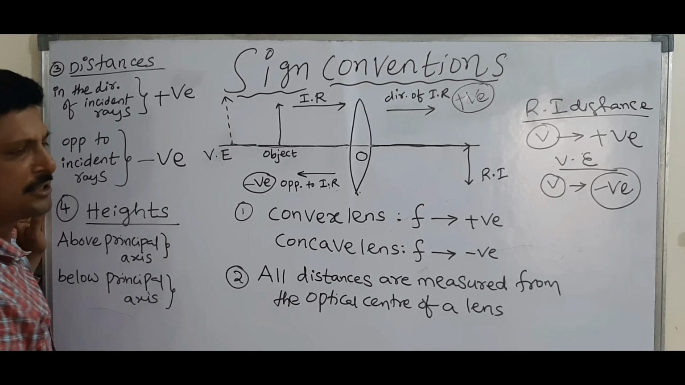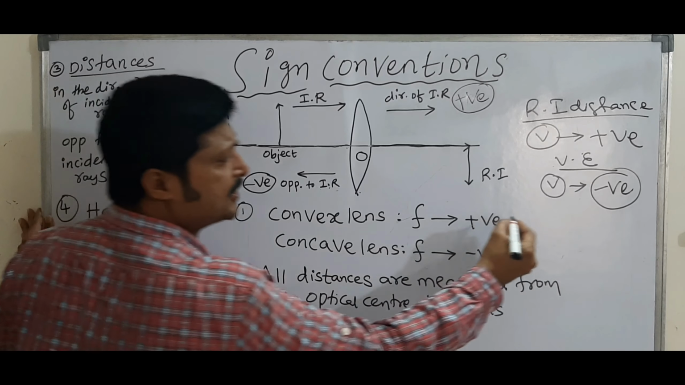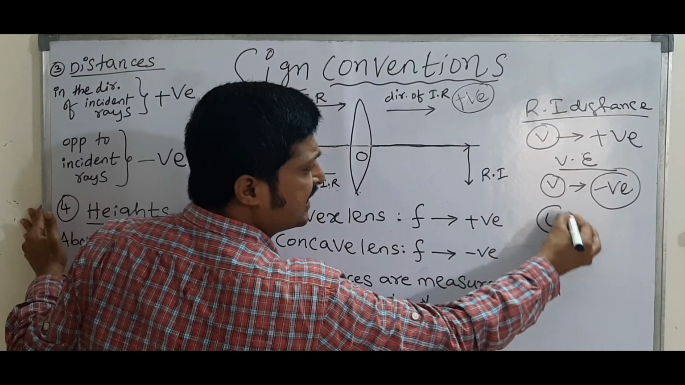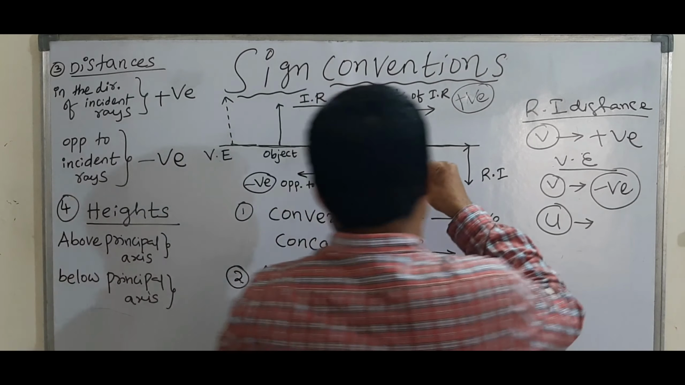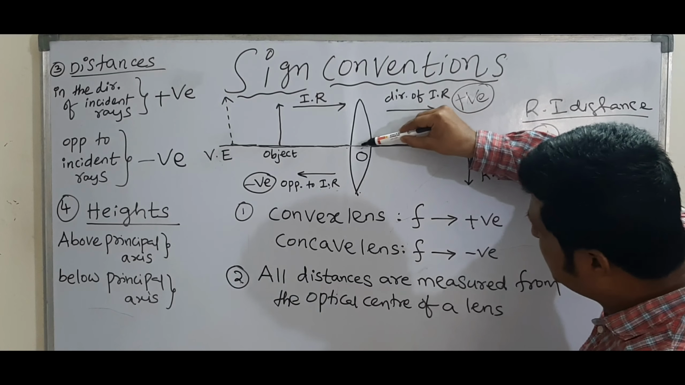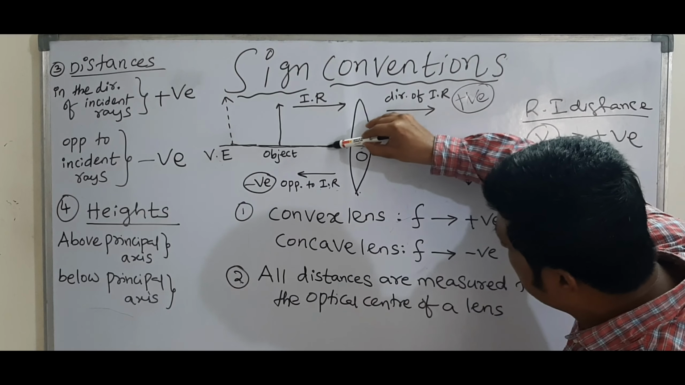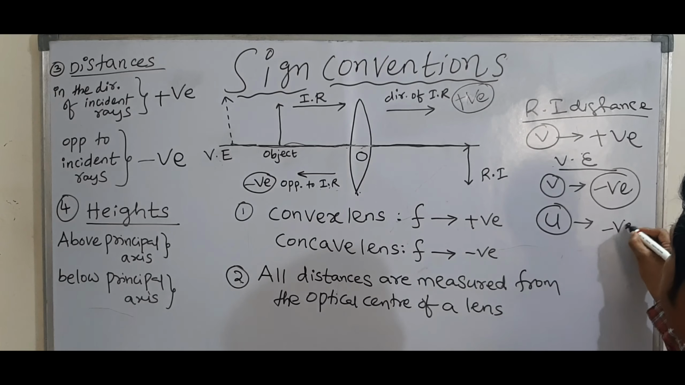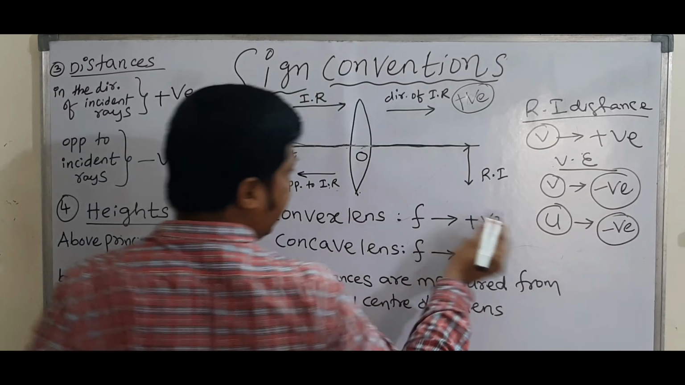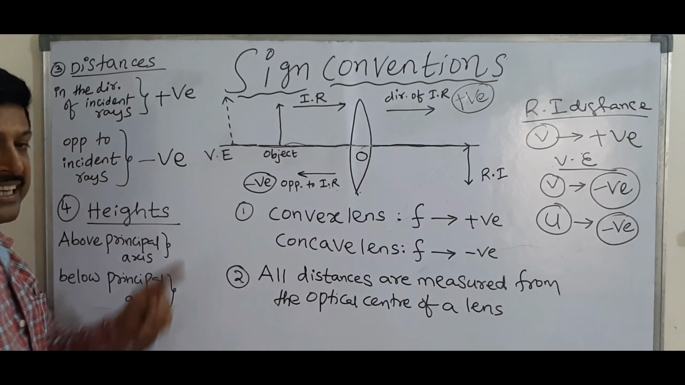Next one here, object. We want to measure object distance. Object distance is denoted by U. So measure the object distance. Again here, from optic center, you are moving opposite to the direction of incident rays. So object distance is also taken as negative.